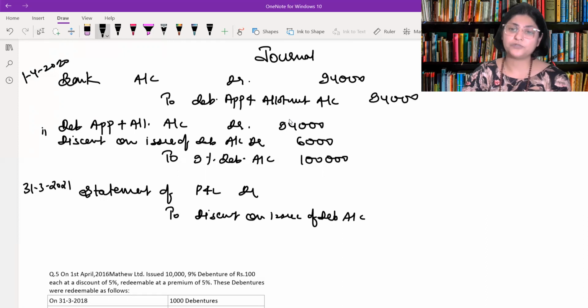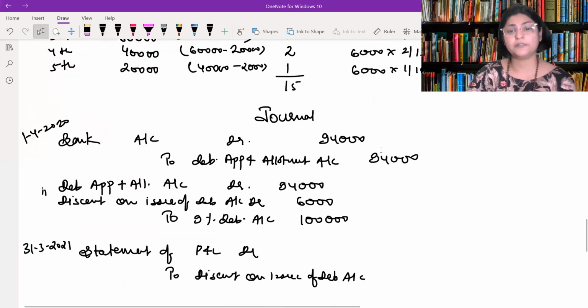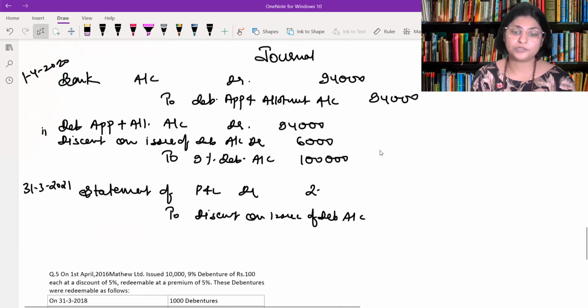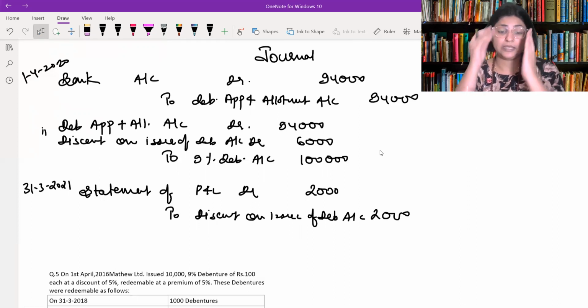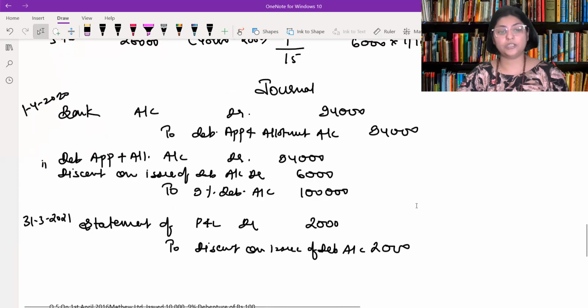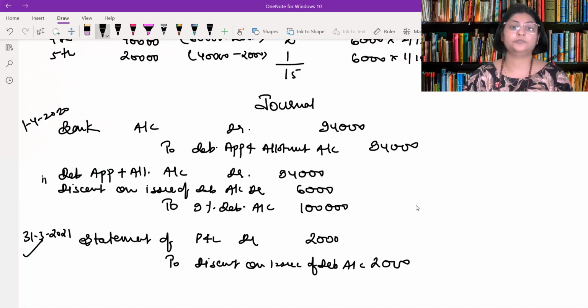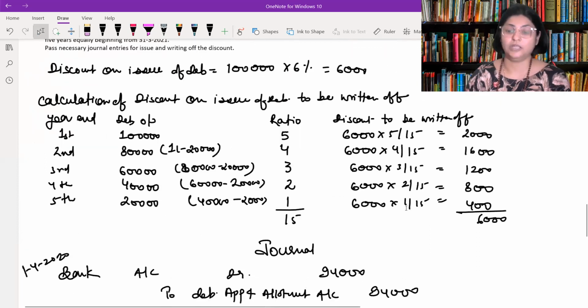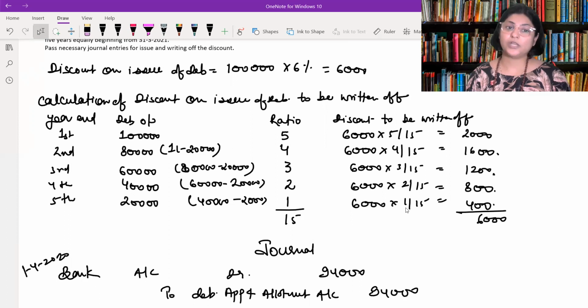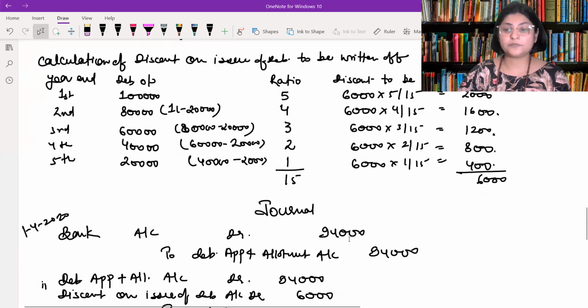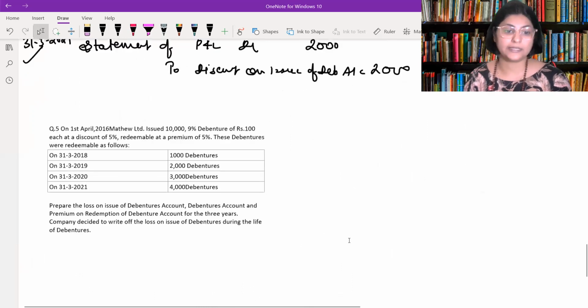And how much have we written off? Let us see from the table. In the first year, we have written off 2,000 rupees, so 2,000 will come over here. So like this, you have to make the entry for each year. This entry will keep on repeating for years 22, 23, 24, and so on, and each year you will write these amounts which we have calculated over here. So I hope this is very simple, you will be able to do it on your own. Let us move to the next question.